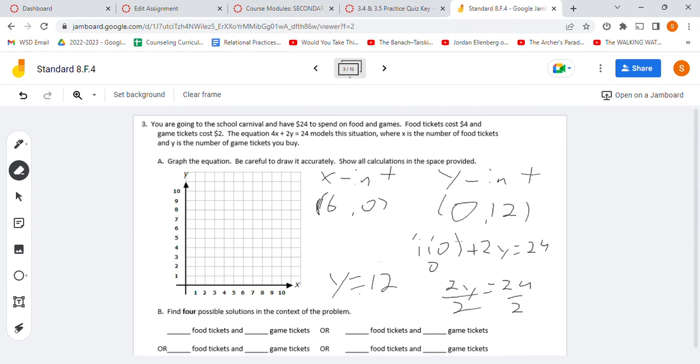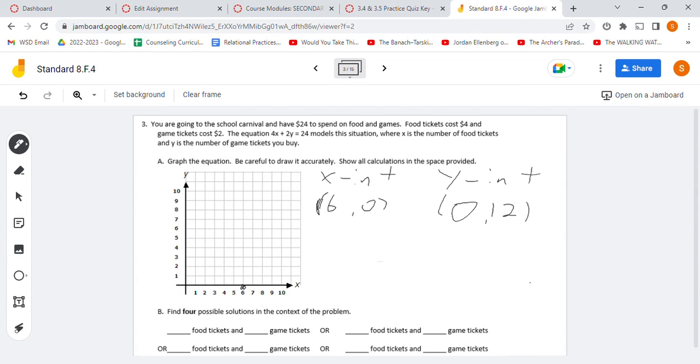We now have our two values that we need to graph this equation. So we're going to put those on the grid here to the left. (6, 0) is right there, and (0, 12) is up here at the top of the grid. We're going to connect those dots right there.